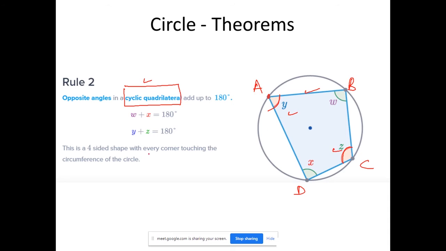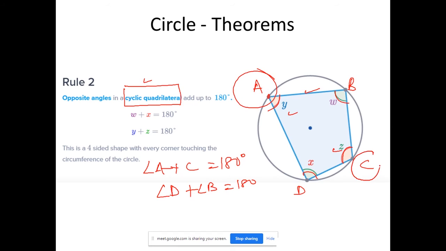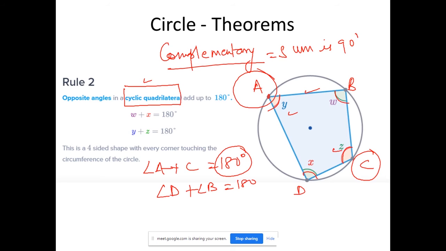Why? Because if you add the 2 opposite angles of the quadrilateral, that is angle A plus angle C, it would give you 180 degrees. Similarly, if you add angle B and angle D, it would again give you 180 degrees. That is, opposite angles of a cyclic quadrilateral are supplementary to each other. So supplementary means that the sum of the angles would be 180 degrees. What does the word complementary mean? They are to 90. Correct. That the sum would be equal to 90 degrees.